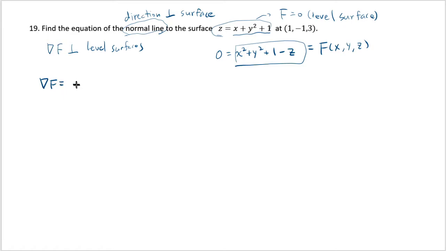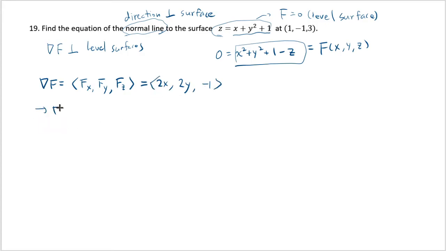The gradient of F is: you differentiate by x, differentiate by y, differentiate by z. That's the definition of a gradient. If you differentiate by x, all the other ones are treated as constant, so x squared differentiates to 2x. If you differentiate by y, all the other ones are treated as constant. The only thing that's not a constant is y squared. That differentiates to 2y. And then if you differentiate by z, x and y are considered constant. The only thing that's not constant is negative z. So if you differentiate negative z, that's negative 1.